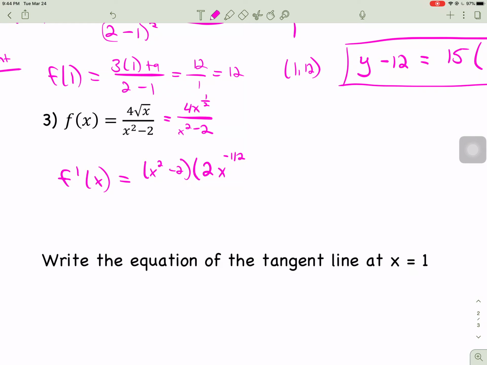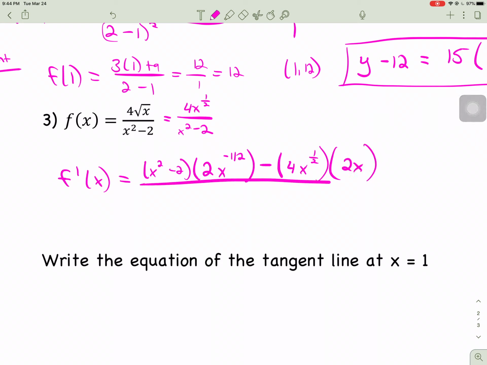Okay. Next. Minus high. I guess we could put x to the 1/2. D low. Derivative of the bottom. What's the derivative of x squared minus 2? 2x to the first. Constant goes away. So it's just 2x over low squared. There you go. So there you go, that's the derivative.